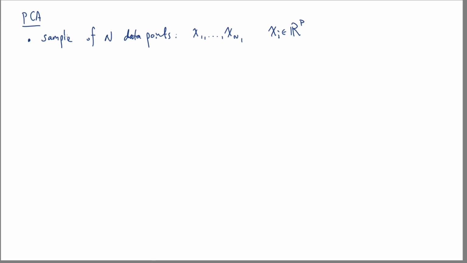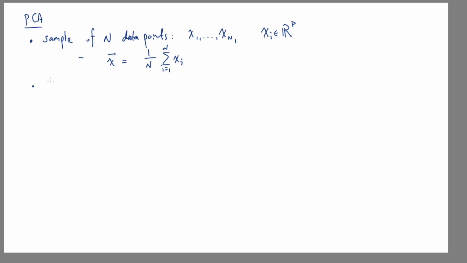Now, just to add to the notation, x bar is going to be equal to 1 over n times the sum of the xi. So x bar is also a vector in p dimensions, the average of the n vectors. So here's our sample of n data points. Each data point is a p-dimensional vector, and the sample average x bar is a vector as well.